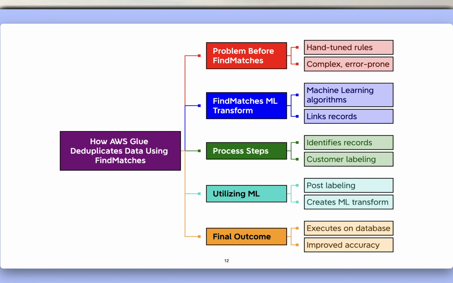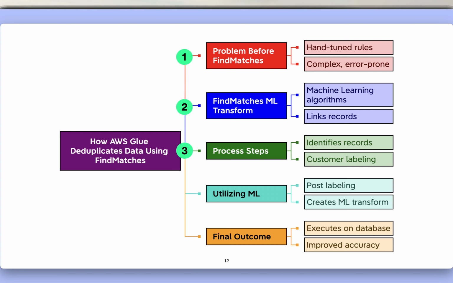How AWS Glue deduplicates data using find matches. 1. Problem before find matches. Before the introduction of find matches, developers had to rely on hand-tuned rules for data deduplication, which was a complex and error-prone process. 2. Find matches ML transform. Find matches uses machine learning algorithms to solve the data matching problem. It's designed to link records that refer to the same entity but don't have a reliable identifier.